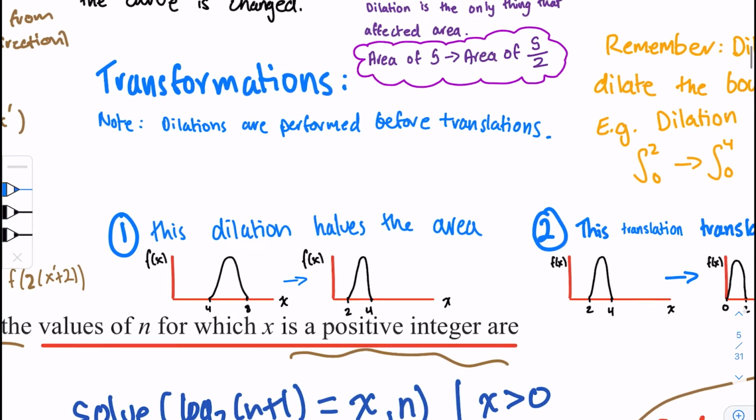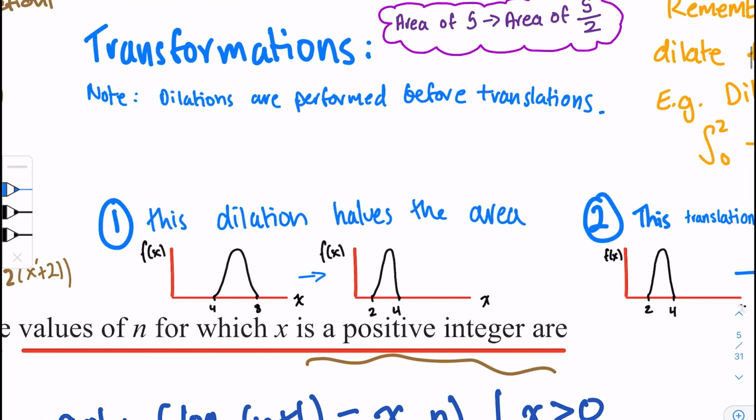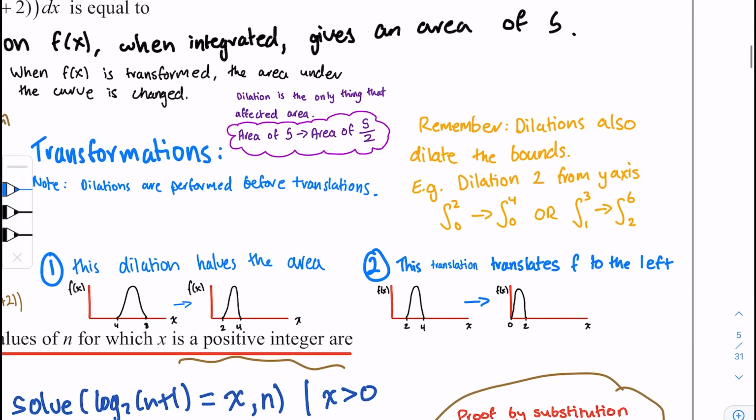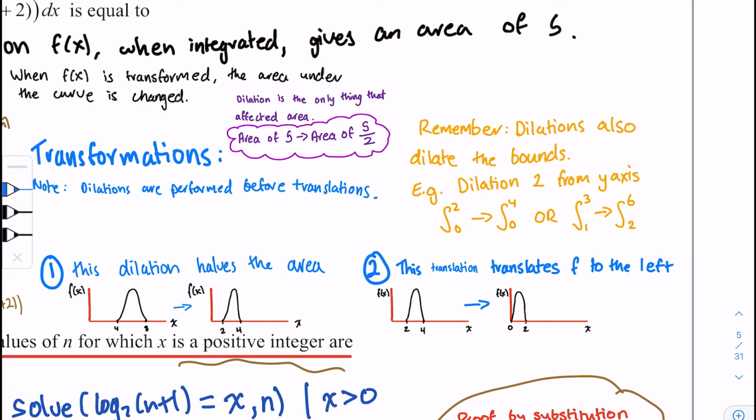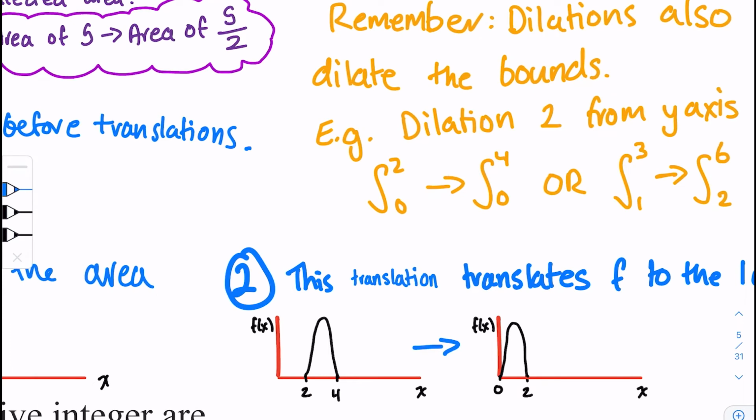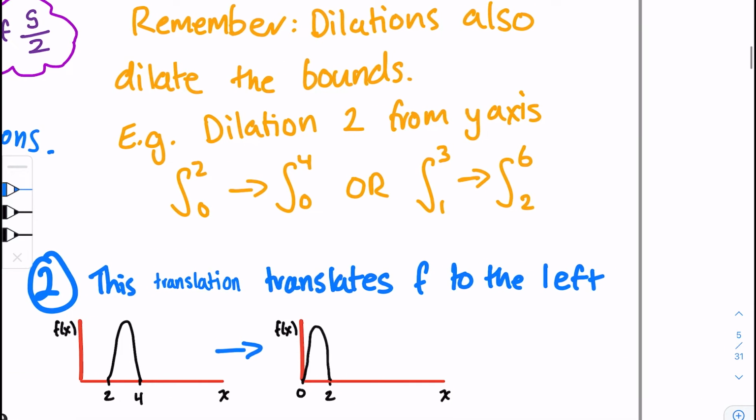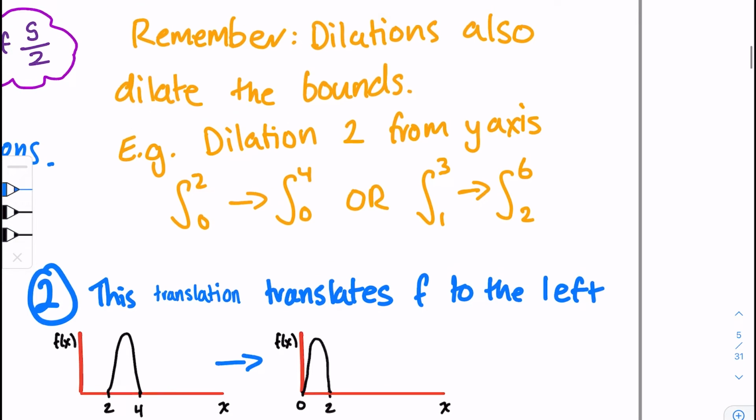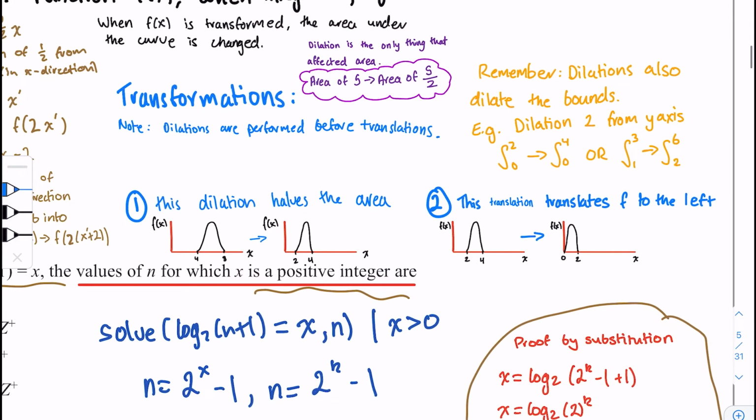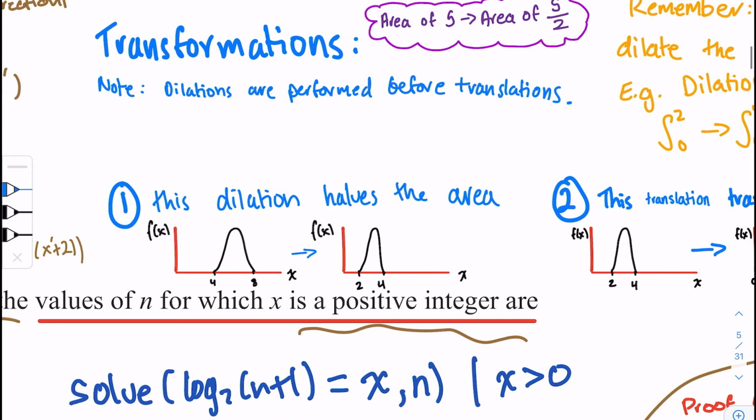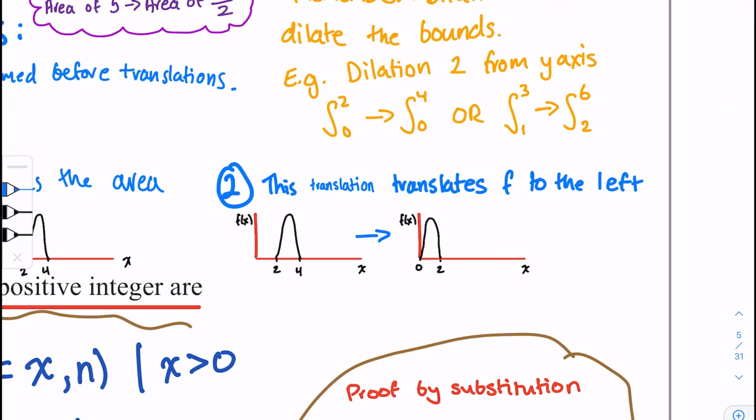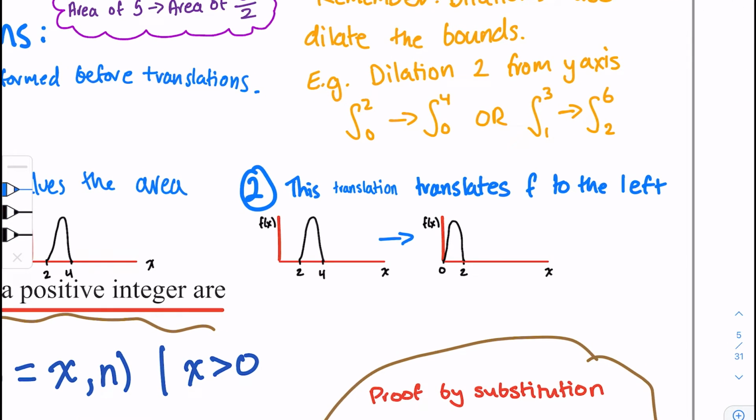Now that we know that, we can imagine it happening here. It's also really important to know that dilations also dilate your bounds. For example, if we dilate 2 from the y-axis, all the x values will be multiplied by 2, so you go from an interval of 0, 2 to 0, 4, and an interval of 1, 3 to 2, 6. This is what the dilation would look like in the first step. It goes from 4 to 8 to 2 to 4, and the area would be halved. The translation moves the interval from 2 to 4 to 0 to 2, but the translation does not change the area.